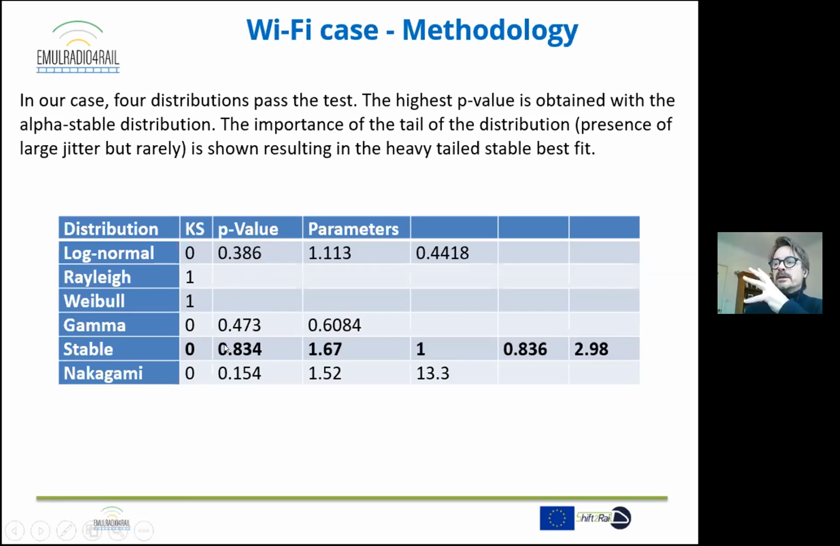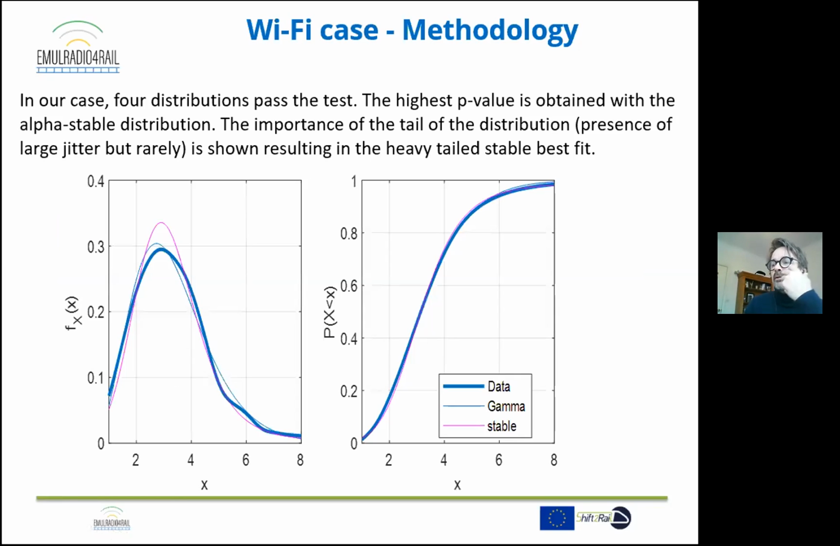Gamma and Nakagami can approach this. They are not specifically in that case. So this is important. If you want to have a look at this, that is what it gives. So the blue line is the data, and the magenta is, in that case, I took the gamma, which must be the second case, and the stable.